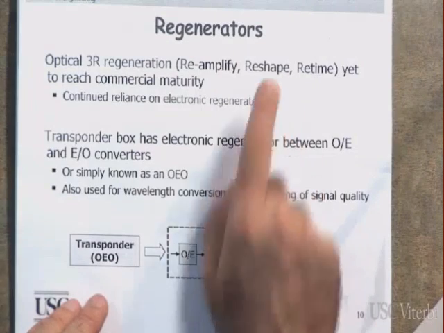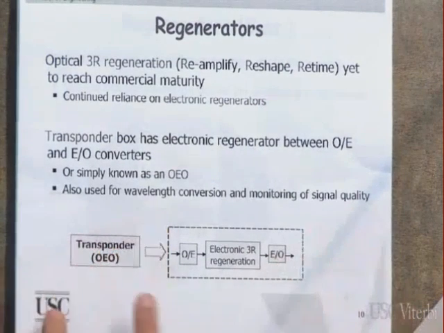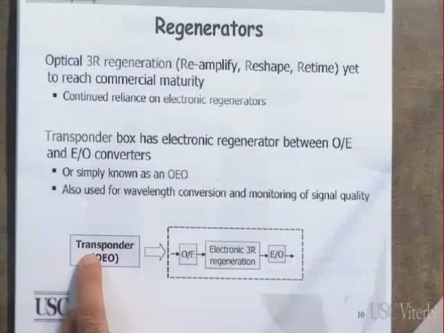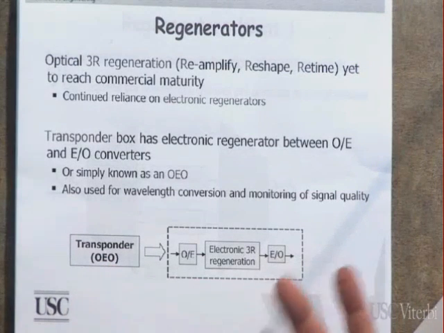Are you following me on that? And then change it back to optical, E/O. This whole thing they refer to as a transponder, OEO. OEO stands for optical, electrical, optical. Clear?